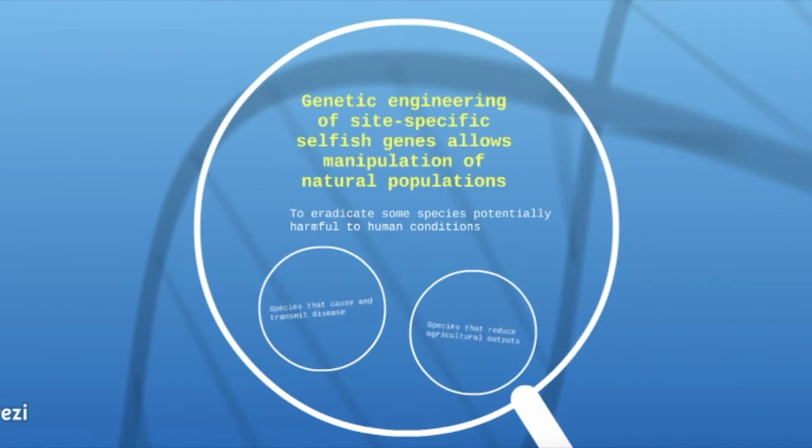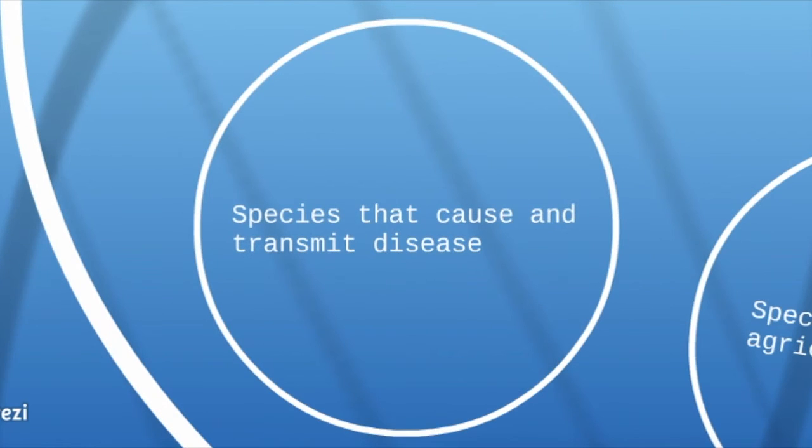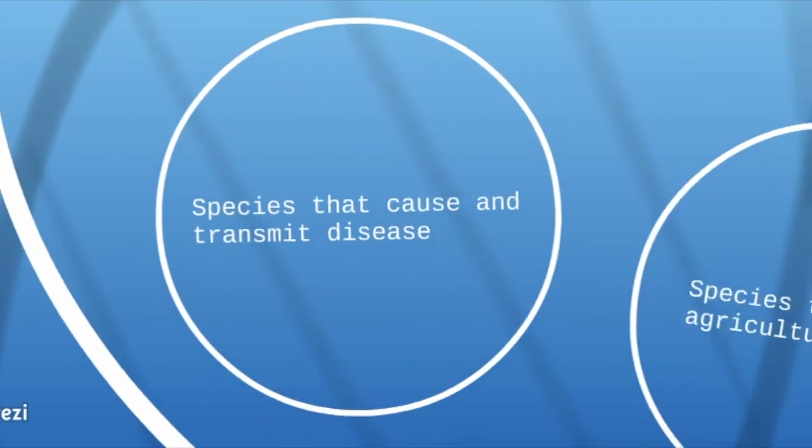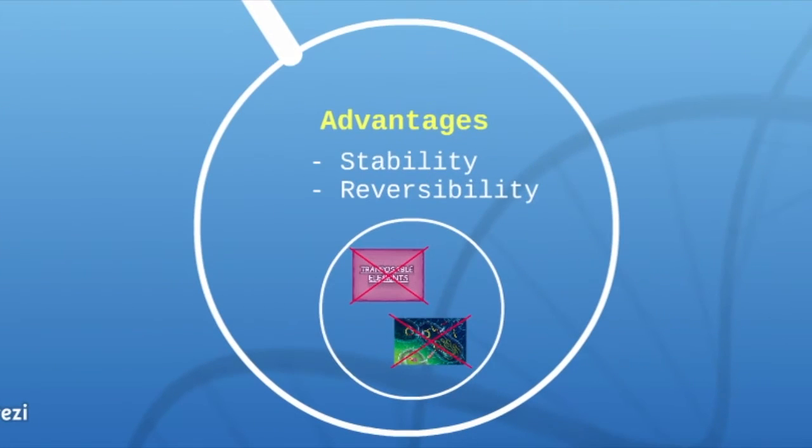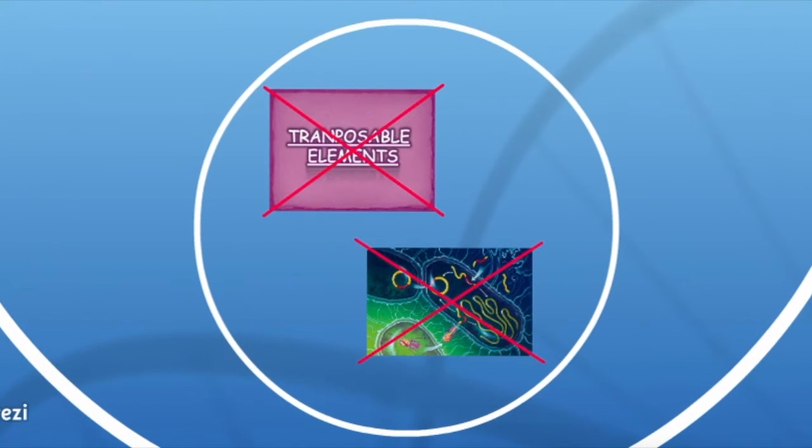The goal of the construct is to eradicate some species potentially harmful to human condition, particularly species that cause and transmit disease, but also species that reduce agricultural outputs. The main advantages of those constructs compared to other techniques currently used are their stability and reversibility. Indeed, transposable elements and bacterial symbionts show a lot of problems due to their lack of stability and thus cannot be used for such application.